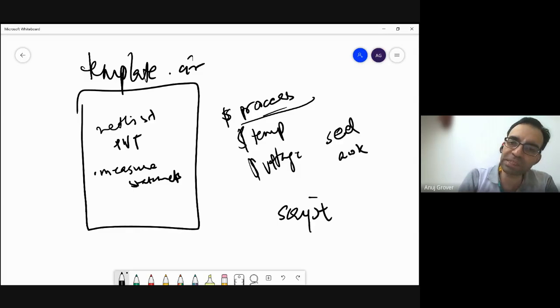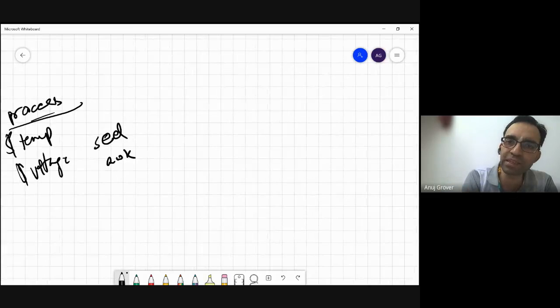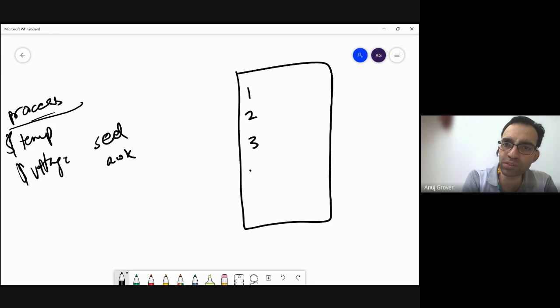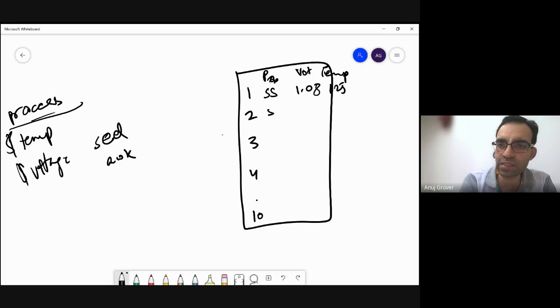So before the script, another thing that you can do is make a list of our PVTs. I think there are 10 PVTs that we have to work with. So 1, 2, 3, 4, like this. So you make 4 columns over there: process, voltage, temperature, and so on. Your PVT can be defined as 125, SS, 1.08, minus 40.